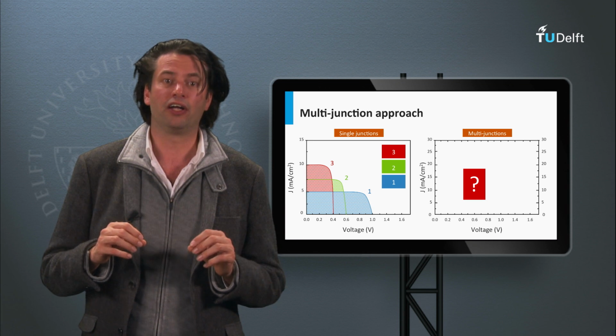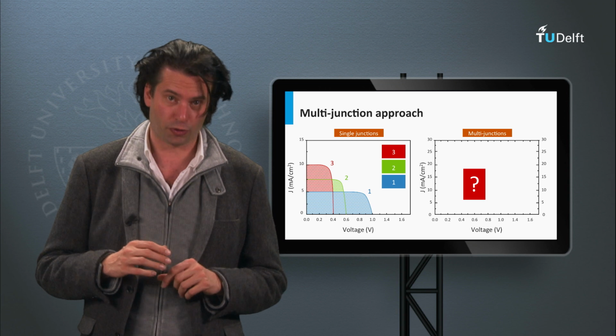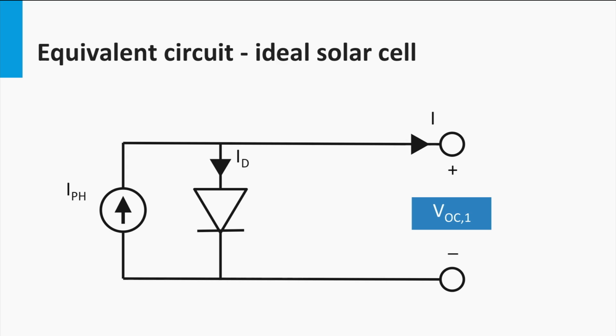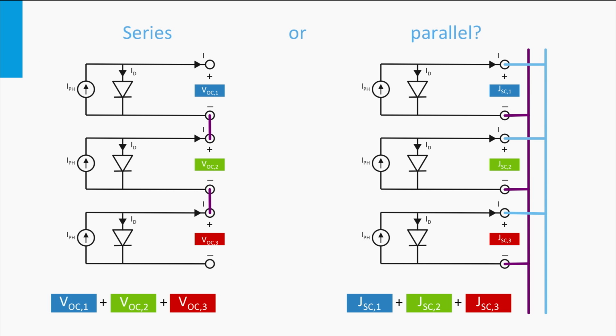First, we will consider the equivalent electric circuit. Here we show the equivalent electric circuit of an ideal single junction solar cell. Every p-n junction in a multi-junction solar cell can be represented by this circuit. However, how will these solar cell circuits be connected in the representative multi-junction circuit? Will the cells be connected in series, or are the 3 cells connected in parallel? Take a few seconds to think and answer.